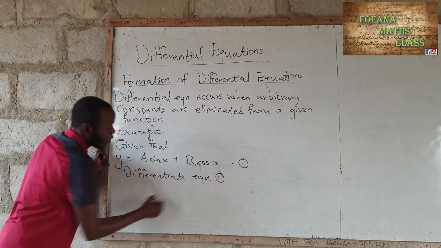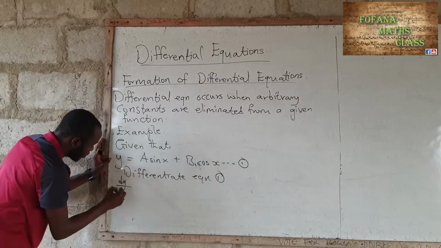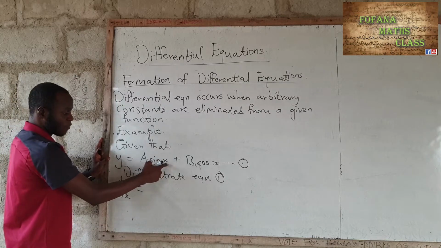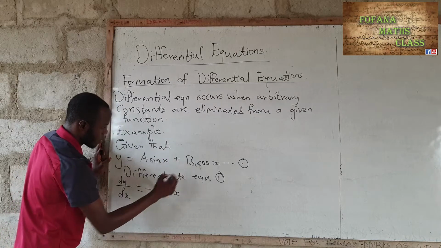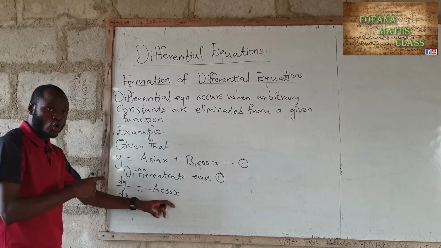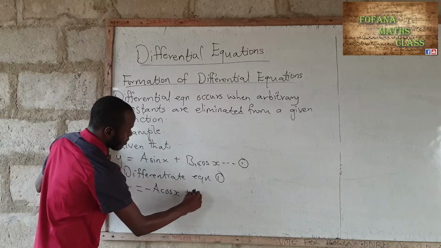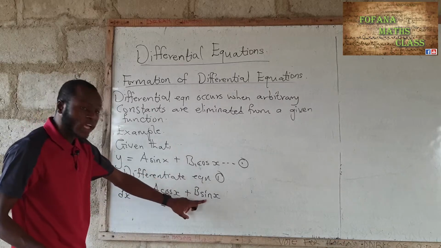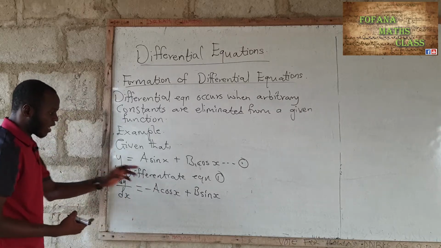Differentiate equation 1. When you differentiate y with respect to x, you have dy dx. When you differentiate a sine x, you get minus a cos x, because when you differentiate sine you get minus cos. That is a rule in differentiation that you have to know. Then when you differentiate b cos x, you get plus b sine x. If you differentiate cos, you get sine.